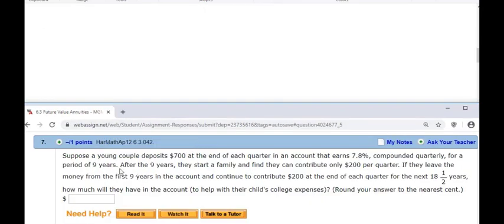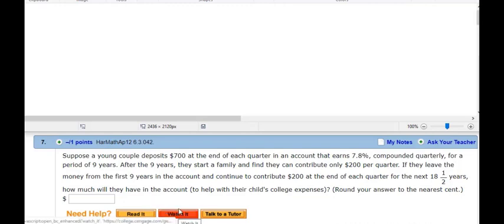Let's do one more together. This is another one of those two-part problems. And just a note of warning: the publisher doesn't use Excel. So they're going to use formulas or finance calculators or something, but Excel's a lot easier.